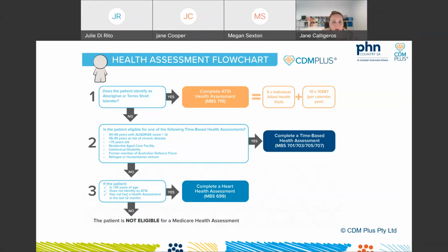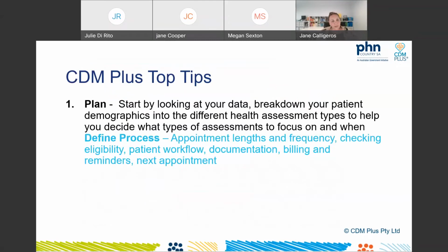Okay, so the second top tip is to define the process. How long are those appointments going to be for the health assessments? Are you going to have different appointment lengths for the different types? As an example, a 40 to 49 versus an over 75 health assessment, are these going to be different lengths?